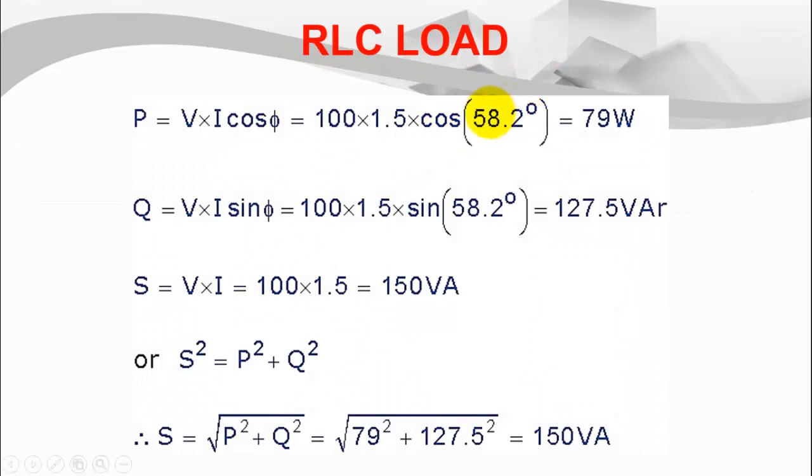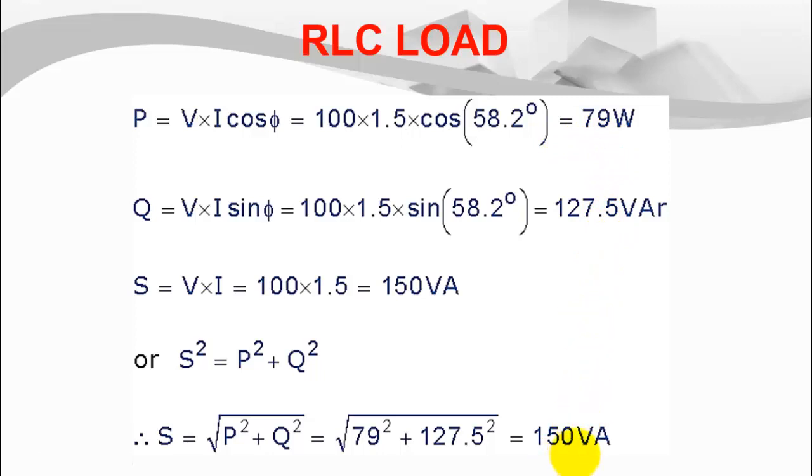Let's clear this concept with the help of a numerical example in which we are doing the power calculation for an RL load whose phase angle is 58.2 degrees. This type of load consumes 79 watts of active power and 127.5 VAR of reactive power, and the total apparent power comes out to be 150 VA. So a transformer must be rated at 150 VA in order to deliver these two types of power. As the power factor changes, the active and reactive power change, but the total apparent power will remain the same.